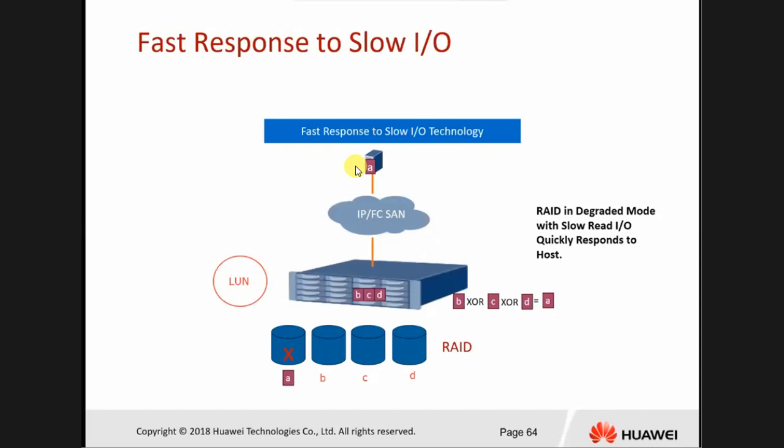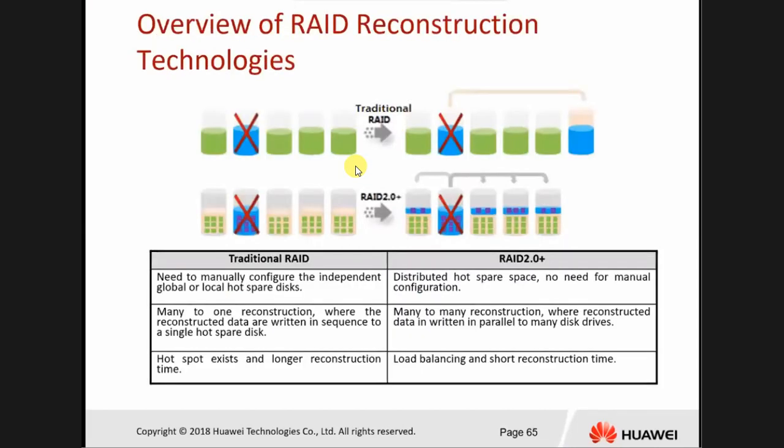Okay, next we look into the overview of RAID reconstruction technology. Here we need to compare traditional RAID and RAID 2.0. In traditional RAID, you need to manually configure independent disks to form a hotspot. You need to configure a global or local hotspot disk, so you need to plan it yourself. But in RAID 2.0, your hotspot will be distributed, so there's no need to manually select which disk becomes a hotspot.